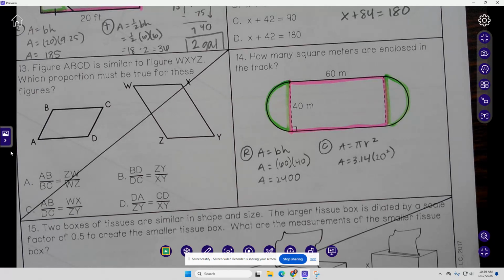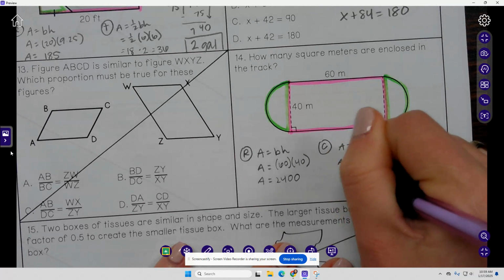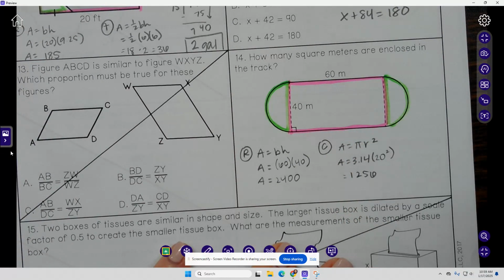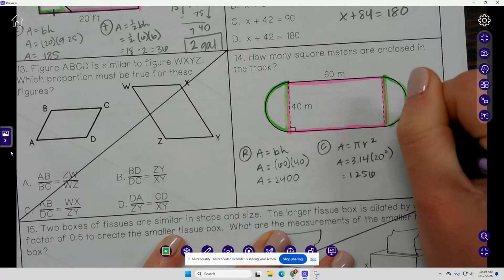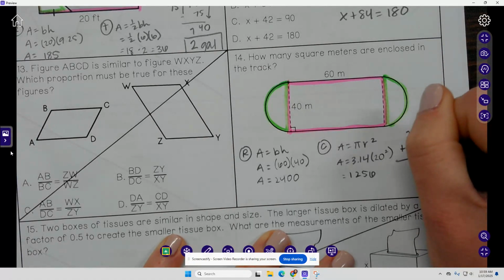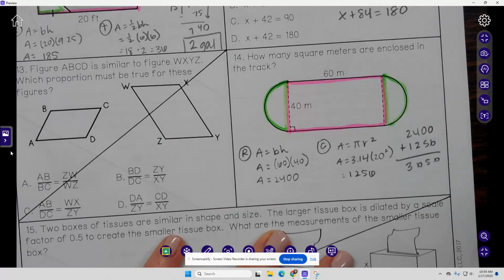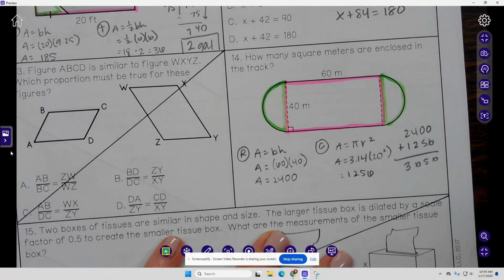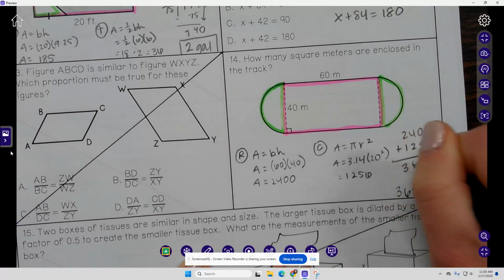All right, 20 times 20 is 400. 400 times pi is 1,256. So if I want to find the total of this entire shape, I'm going to do 2,400 plus 1,256. So you should get 3,656 meters squared.